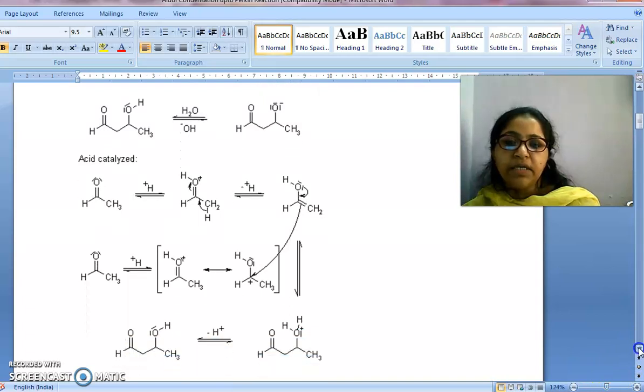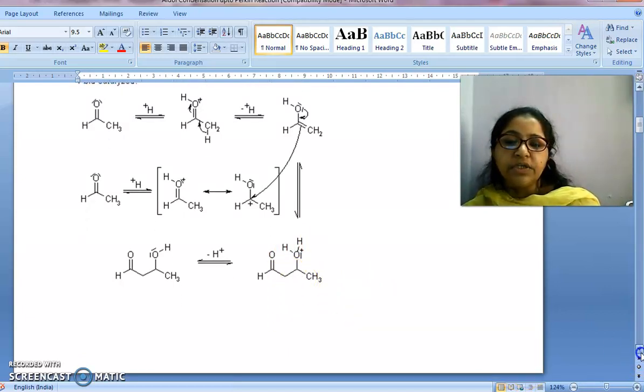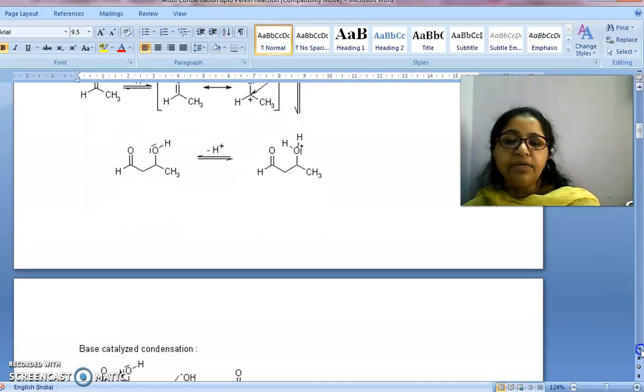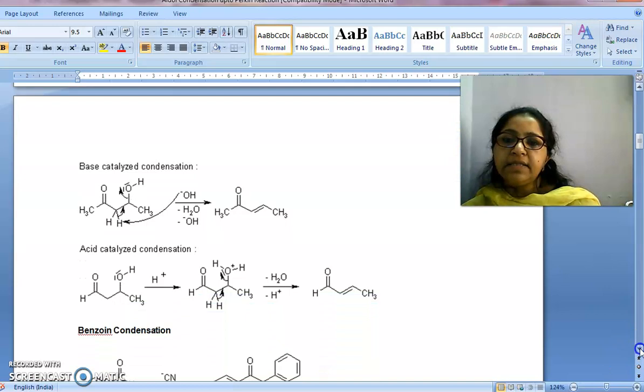So this is the first step, protonation. The same step happens on the other molecule, and these two finally combine to give the final product, and the removal of a proton finally leads to the beta hydroxy ketone. Now, after getting this beta hydroxy ketone, we will see the condensation, meaning formation of a water molecule. It can also happen in two ways: base catalyzed and acid catalyzed. Let us see the base catalyzed.